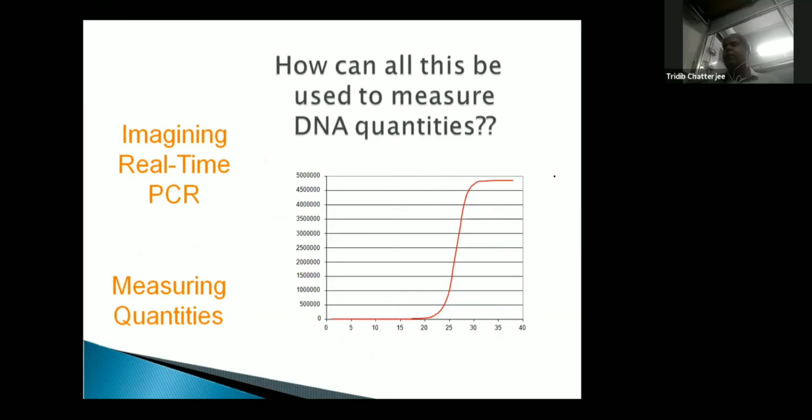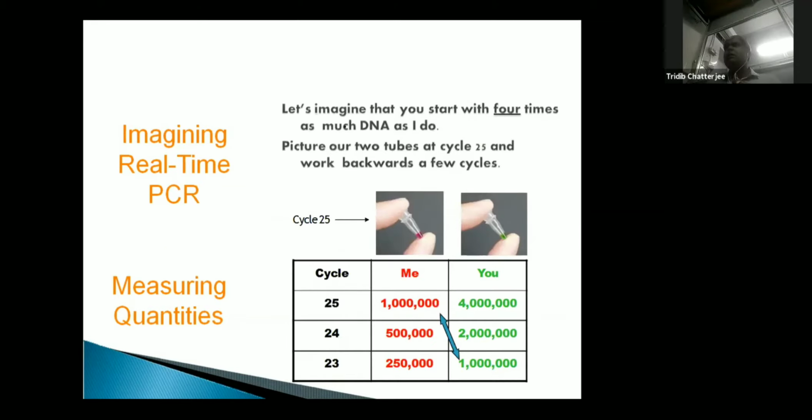Now I am going to the second phase, where I told that by using real-time PCR, we can not only detect a DNA or a particular DNA, we can also measure the quantity. So how can we move into measuring quantity? Let's understand this using the previous example. Let's imagine that you start with 4 times less DNA than I do. As per the previous analogy, I have 10 lakh copies at cycle number 25.